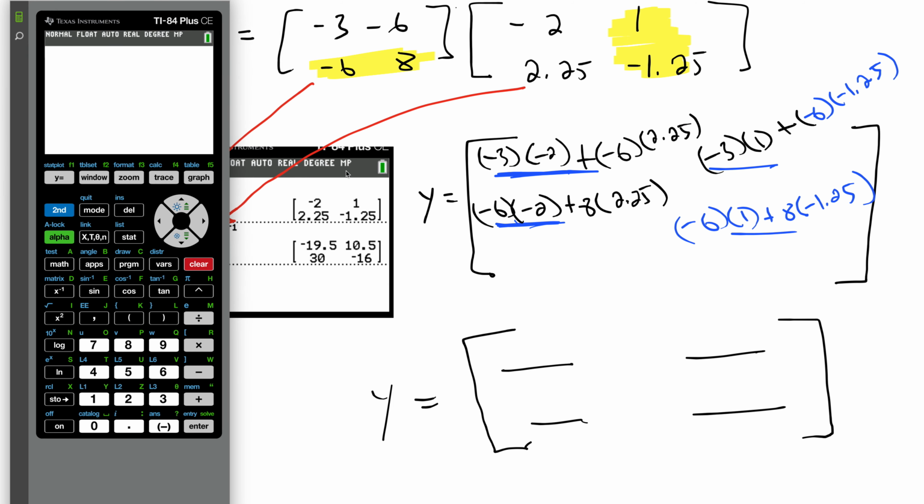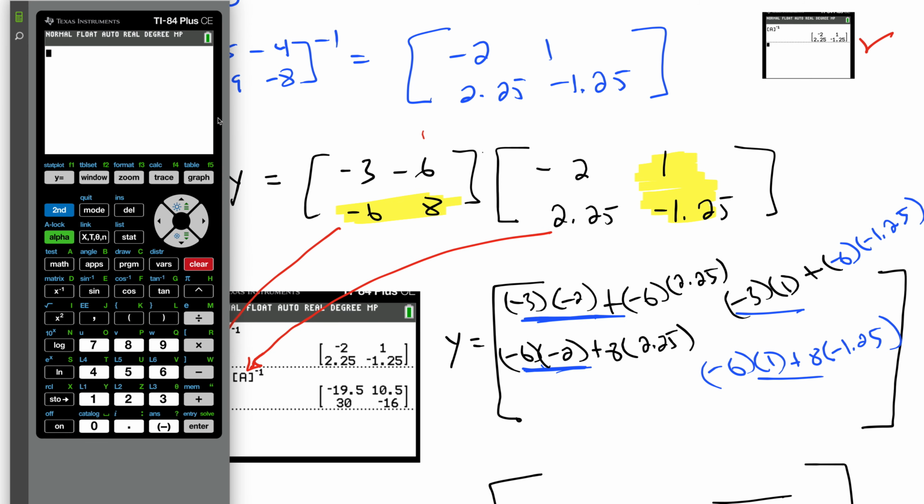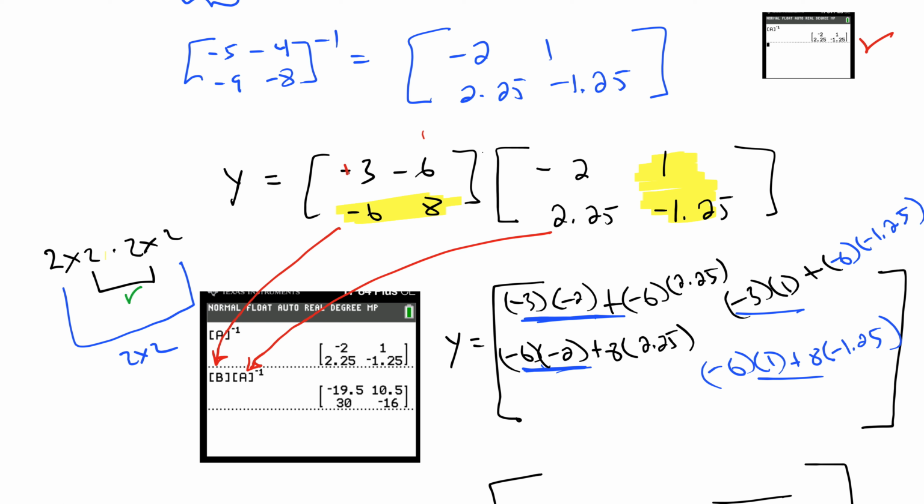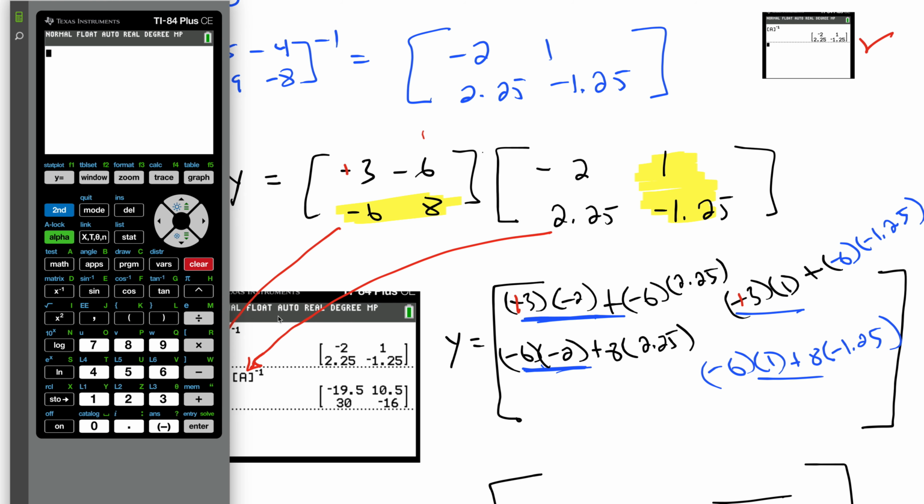Okay, there's a mistake. This should have been a +3 right here. So we're going to switch all these to positive 3s. You've got positive 3 there, positive 3 there. That's it. Okay, so now let me bring that back up again. This should have been negative 19.5.